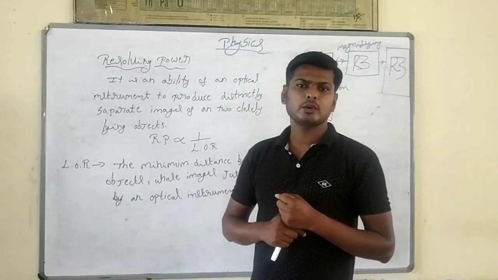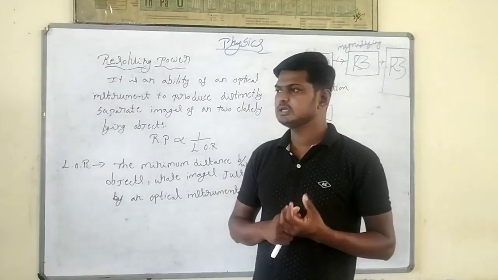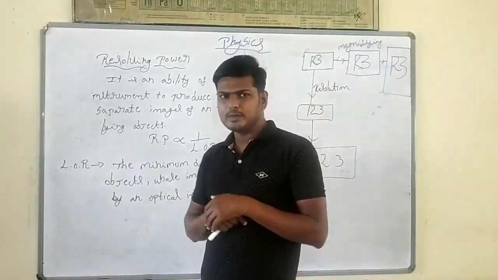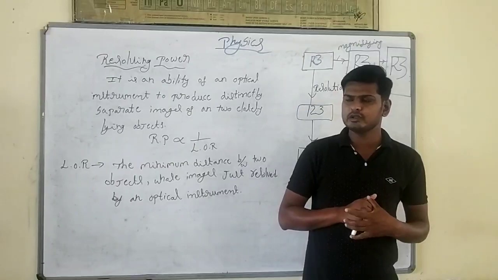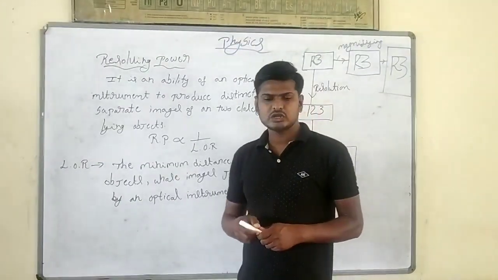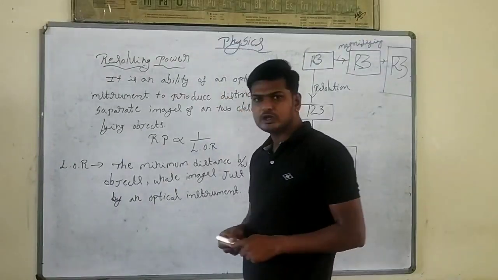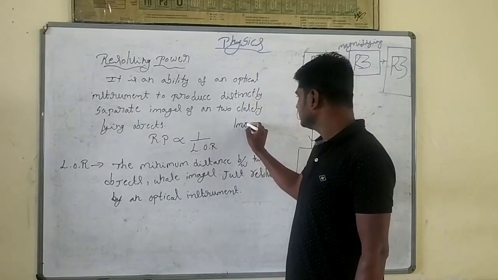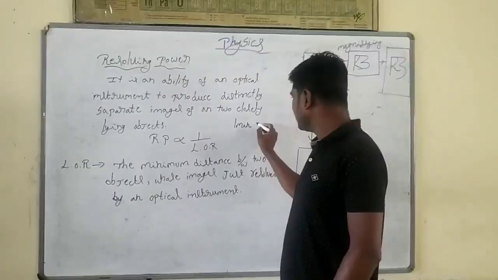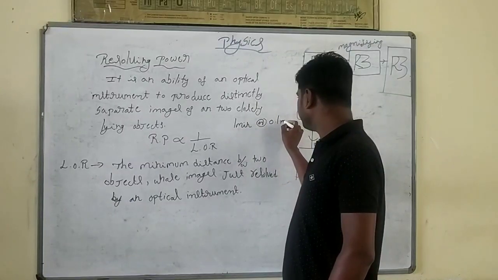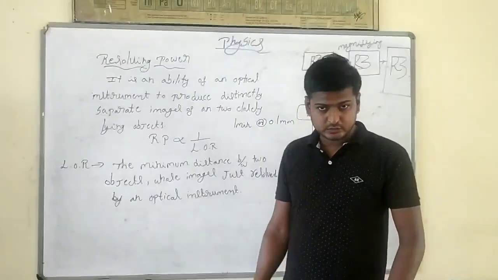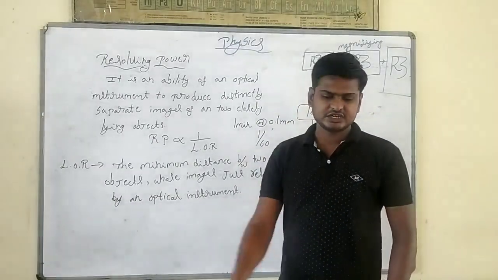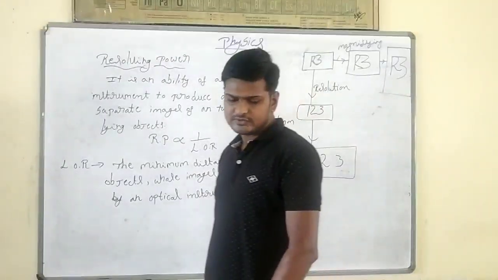In the same way, the resolving power of a spectroscope is termed spectral resolution. Then one more mark, from the CET point of view, it will be very, very important. The limit of resolution of a human eye is 1 minute, or 0.1 millimeter, or 1 by 60 degree. This is the limit of resolution of a human eye.